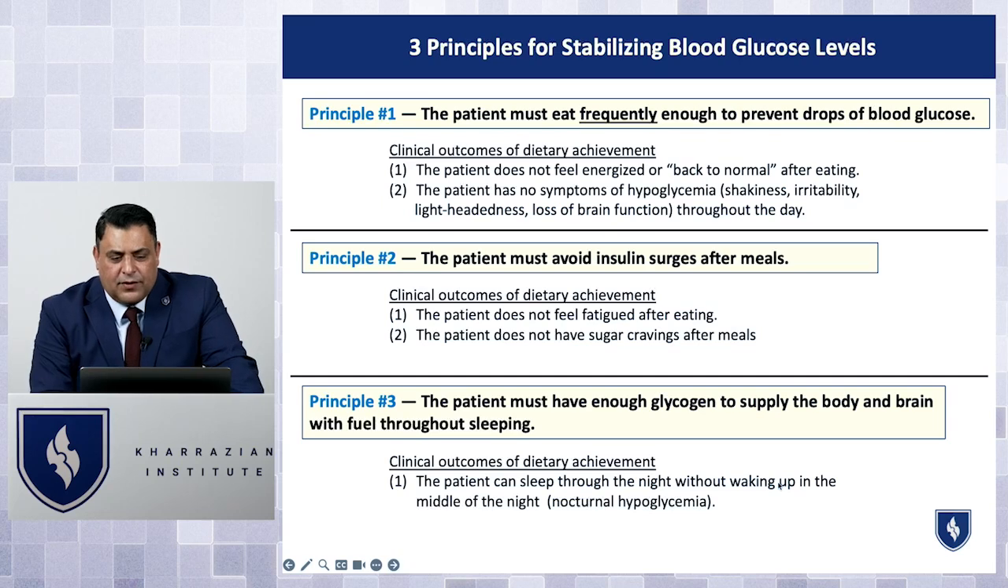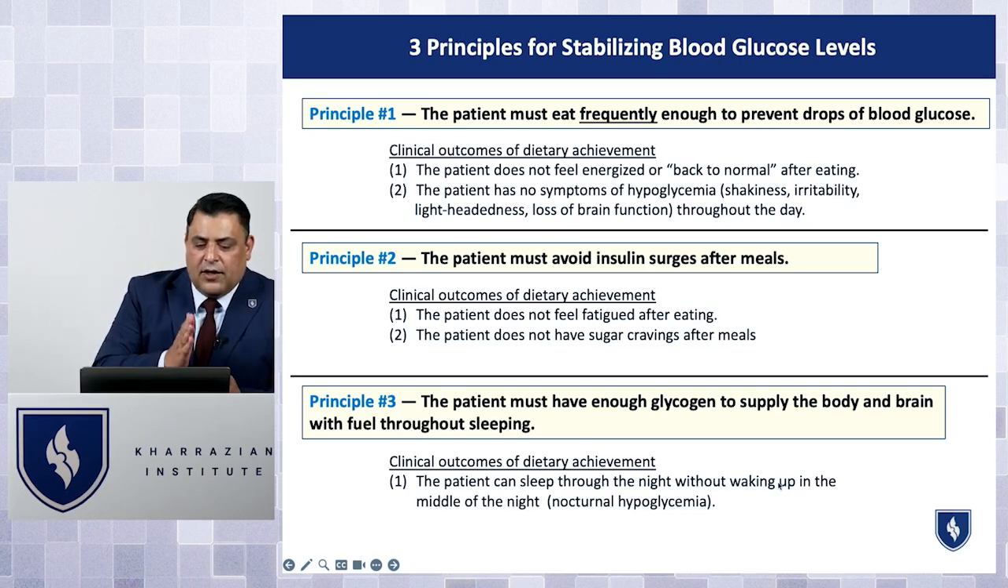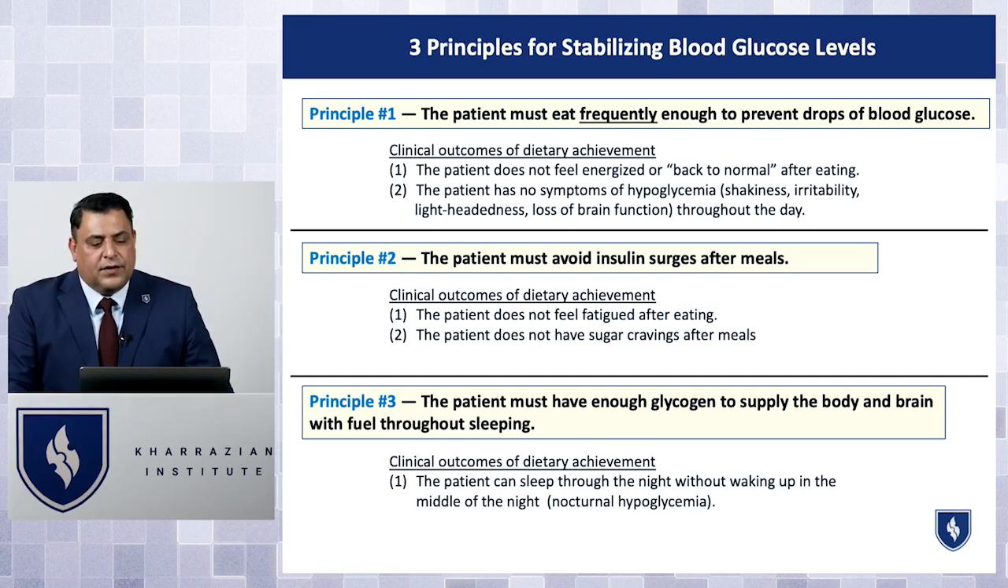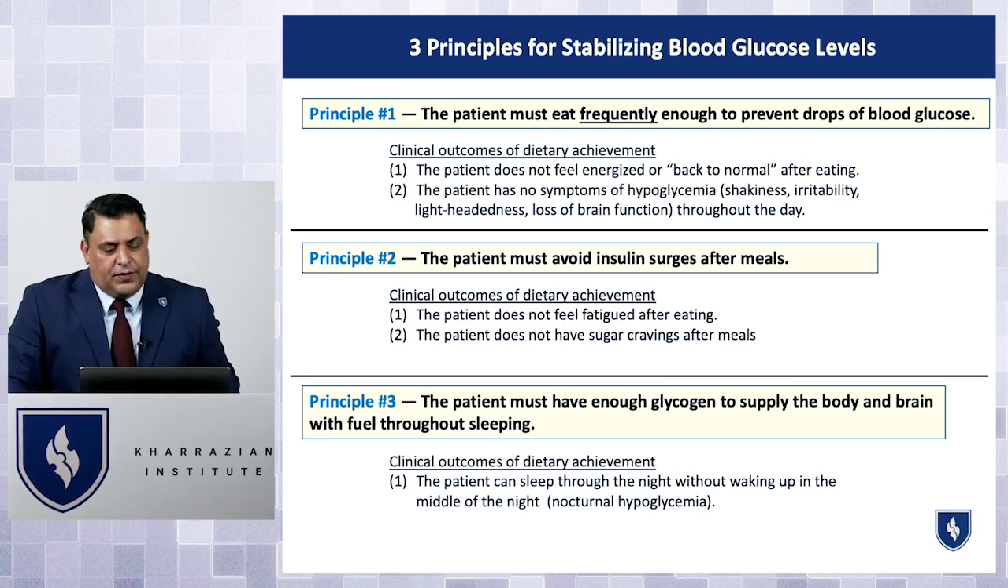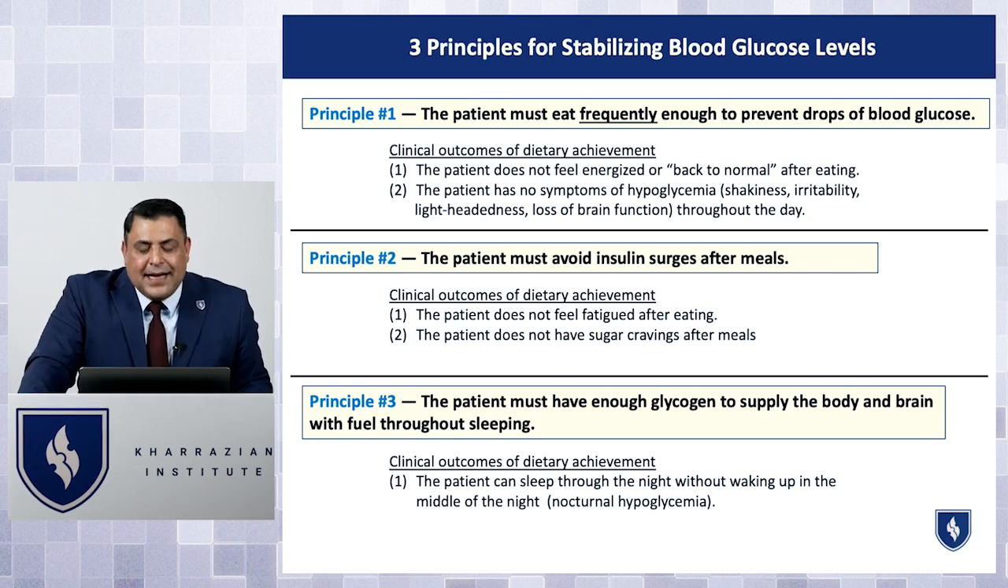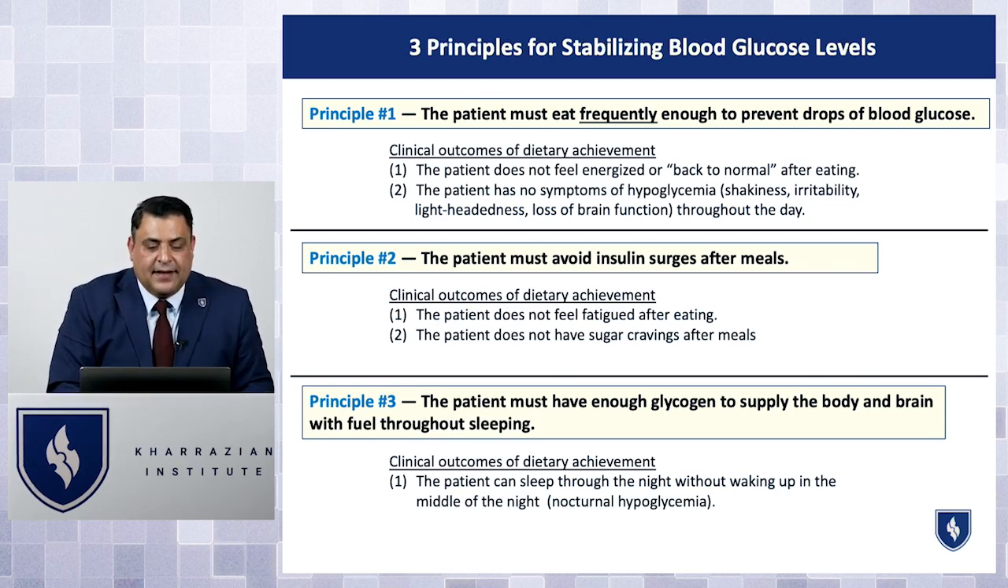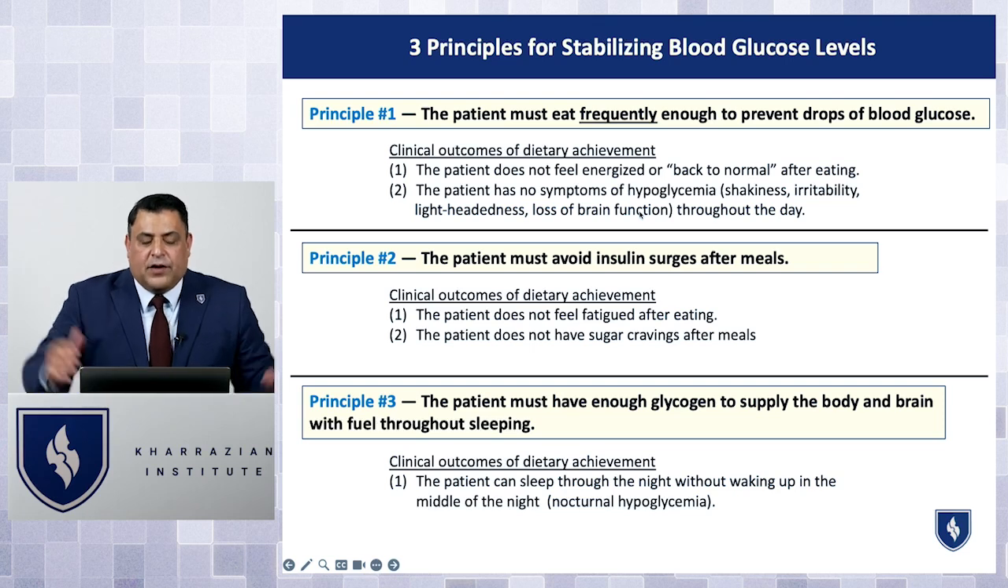So this is something we talked about earlier, but let me go into this in more detail. So 3 principles for stabilizing blood glucose levels. Number 1, the patient must eat frequently enough to prevent drops in blood glucose, okay? So anytime a person says that they feel energized or back to normal after eating, that's a sign that their blood sugar levels were low, okay? What you want to make sure the patient has, if the goals are achieved, is when they eat, they don't feel like their energy comes back.